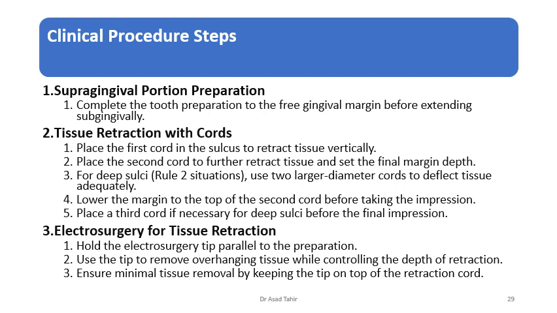Conclusion. Effective margin placement relies on accurate tissue retraction techniques. Supragingival and equigingival margins are straightforward, while subgingival margins require careful tissue management. The two-cord technique and electrosurgery are essential for achieving optimal subgingival margin placement. Proper execution ensures margin visibility and accessibility for impressions, supporting periodontal health and restoration success.